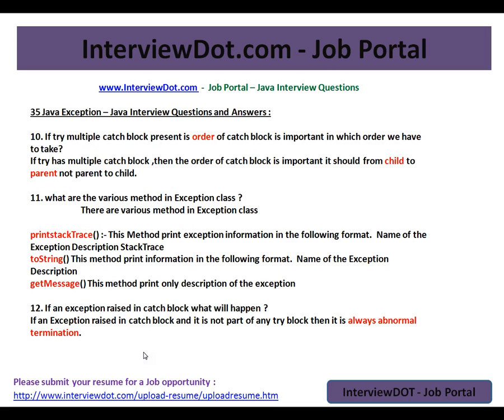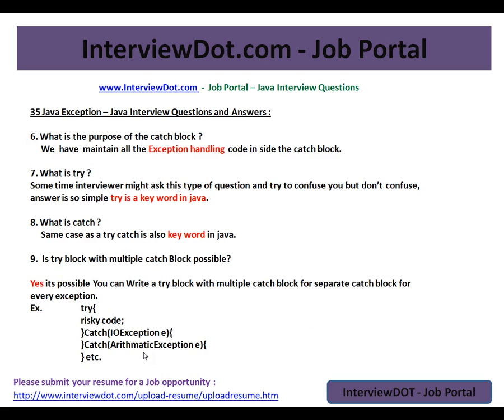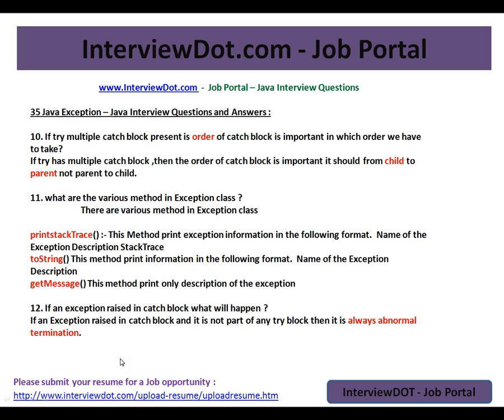The 10th question is, if try has multiple catch blocks, is the order of catch blocks important, in which order do we have to take? So this order matters. Can I place the Exception above and IOException down? That's what the question means.